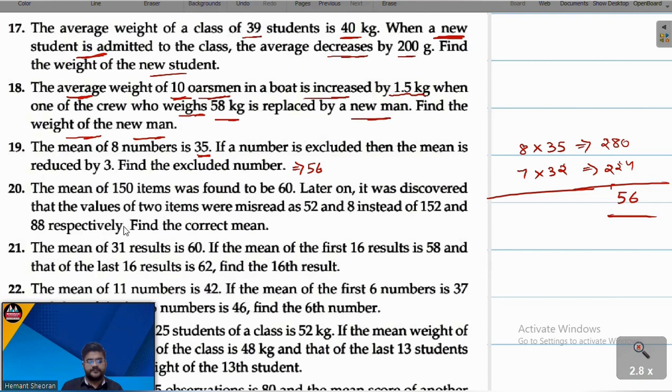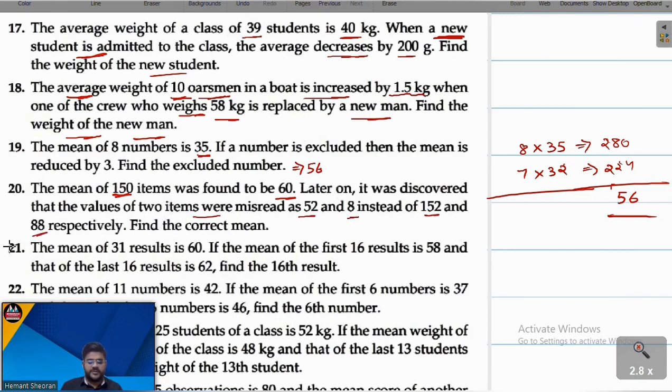Point 8. They have given 61.2. Okay, let's check it then. The mean of 150 items was found to be 60. Later on, it was discovered that the values of two items were misread as 52 and 8 instead of 152 and 88. So find the correct mean.